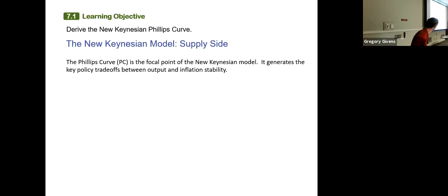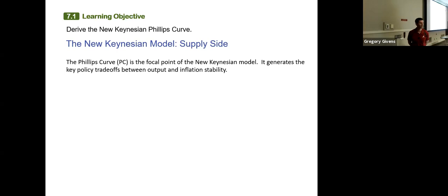The new Keynesian Phillips curve has an actual economic story. And the other reason, I think, that's maybe even more problematic is that in recent decades, the old Phillips curve has not really fit the data very accurately. It's not been able to describe actual movements in inflation very well.